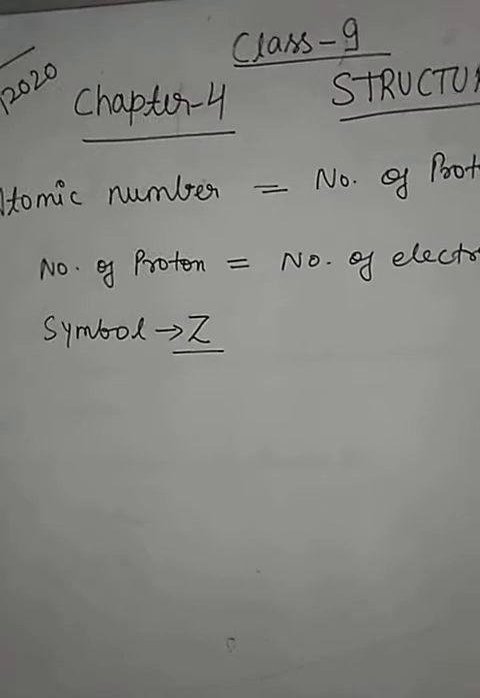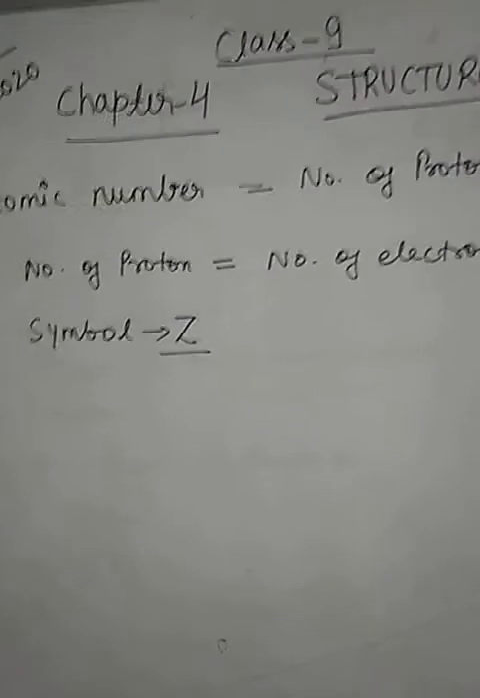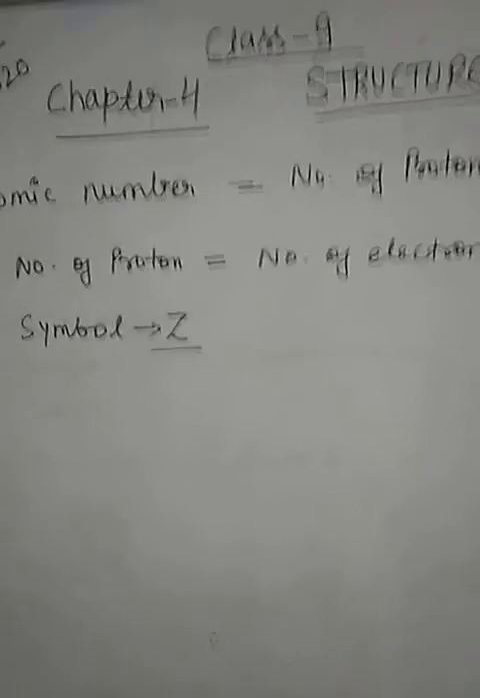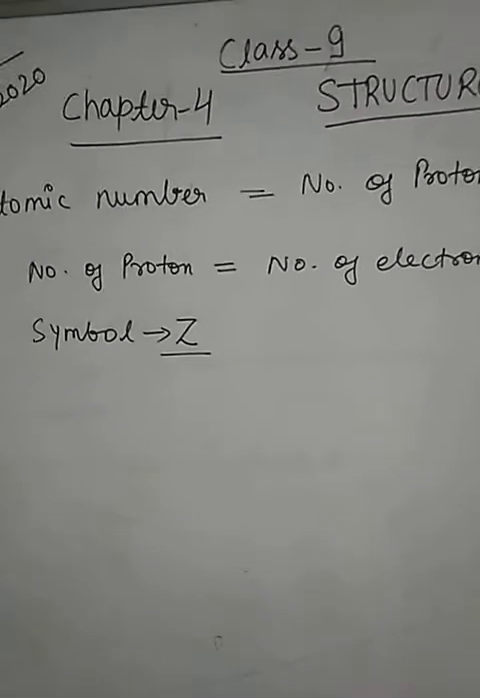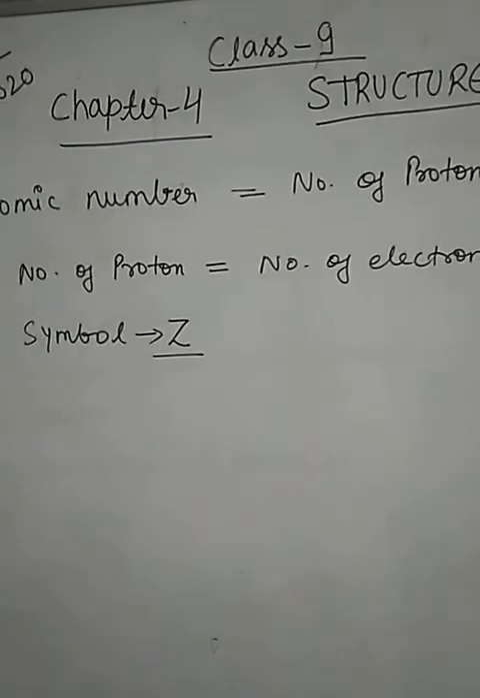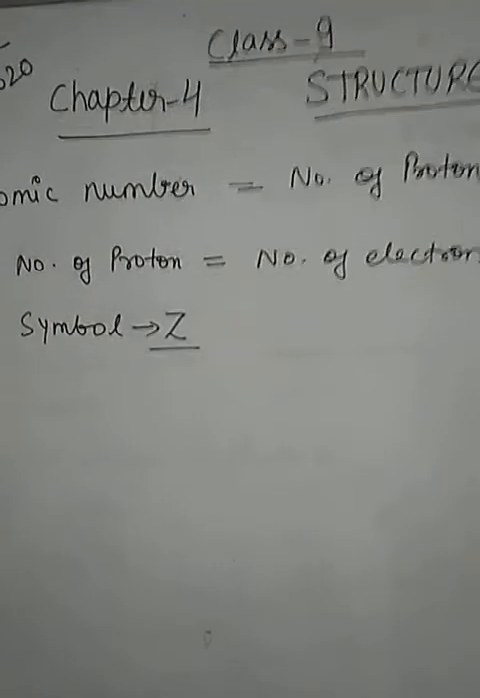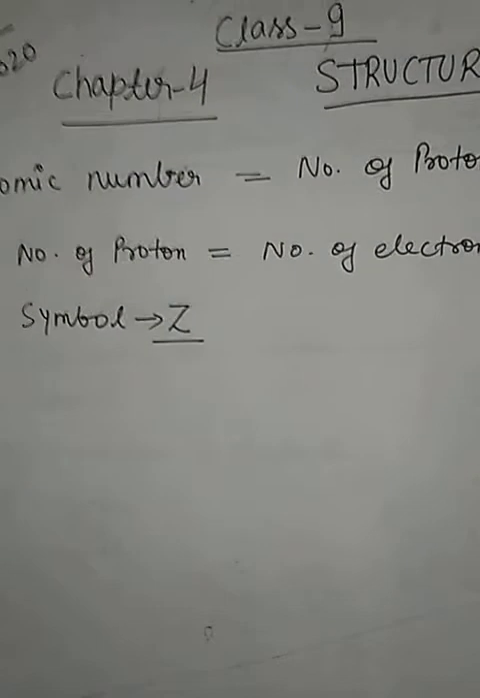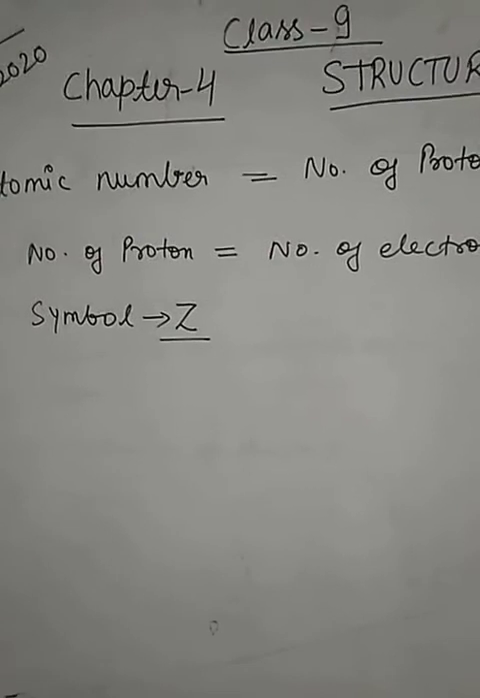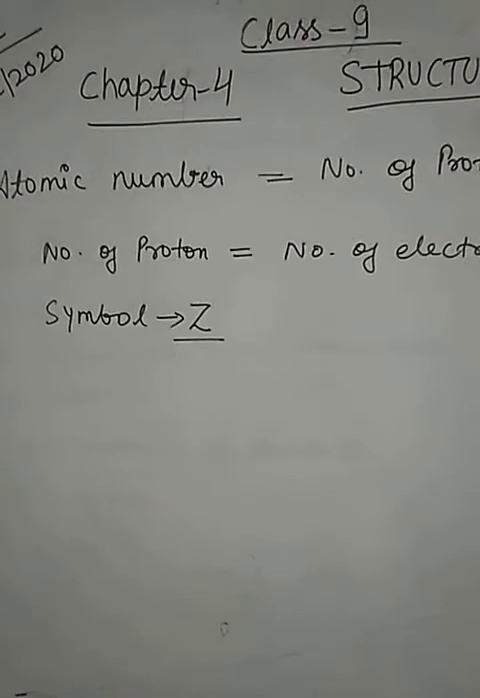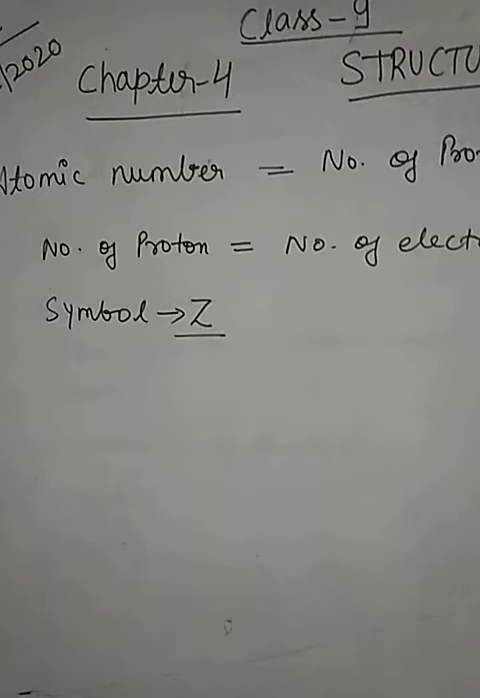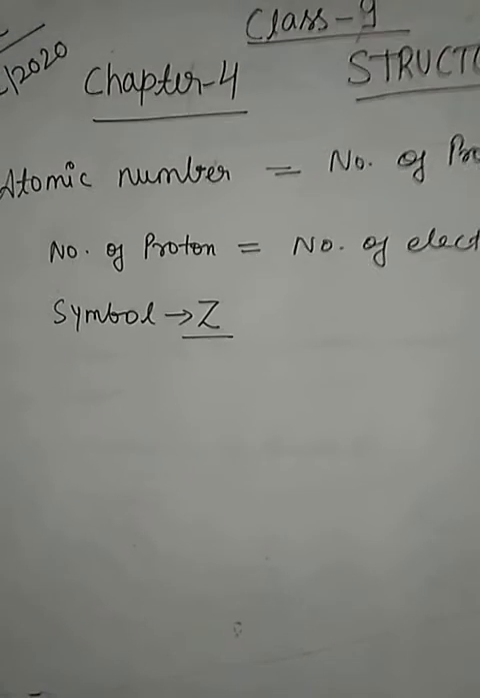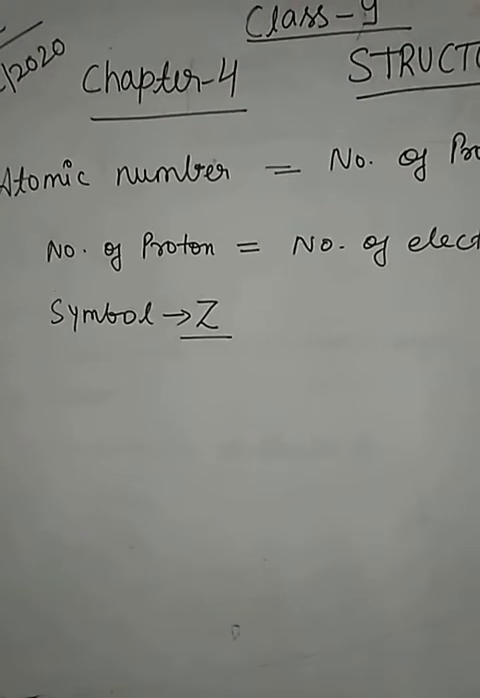The second point of the Bohr's model is that the proton and neutrons are located in a small nucleus at the center of the atom. And due to the presence of proton, the nucleus is positively charged. Because neutron is uncharged and proton is positively charged, the overall charge on the nucleus is considered positive. It means the nucleus of atom is positively charged.